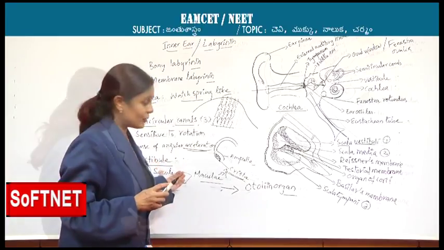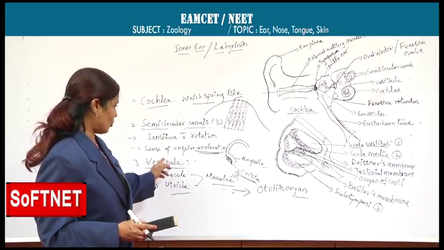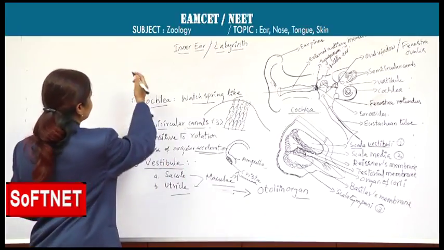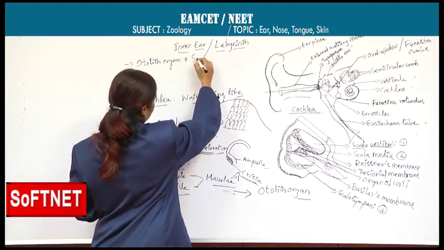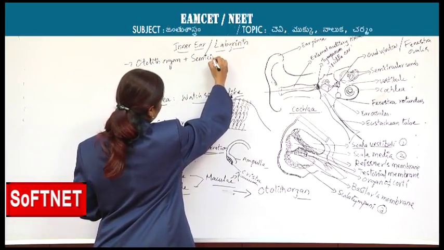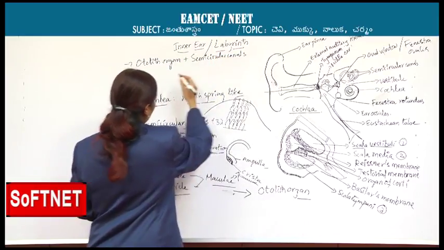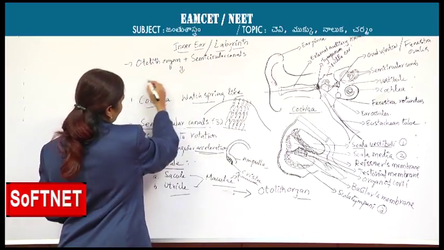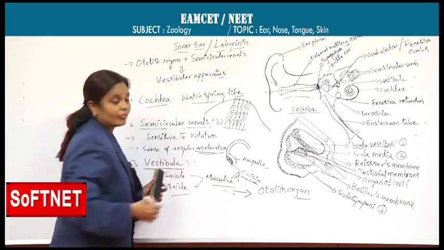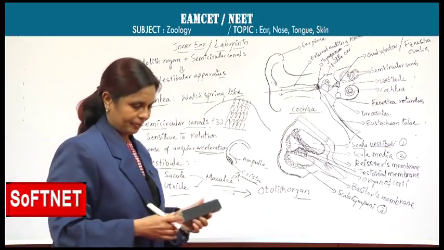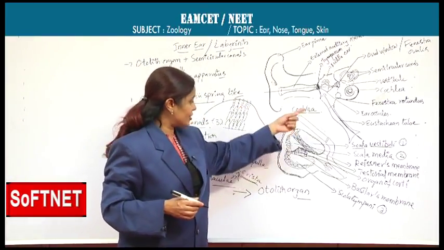Body balance. So, the otolith organ, that is the membranous labyrinths of vestibule, plus semicircular canals, together you call it as vestibular apparatus. So, that controls body balance. So, about the sensory ridges.